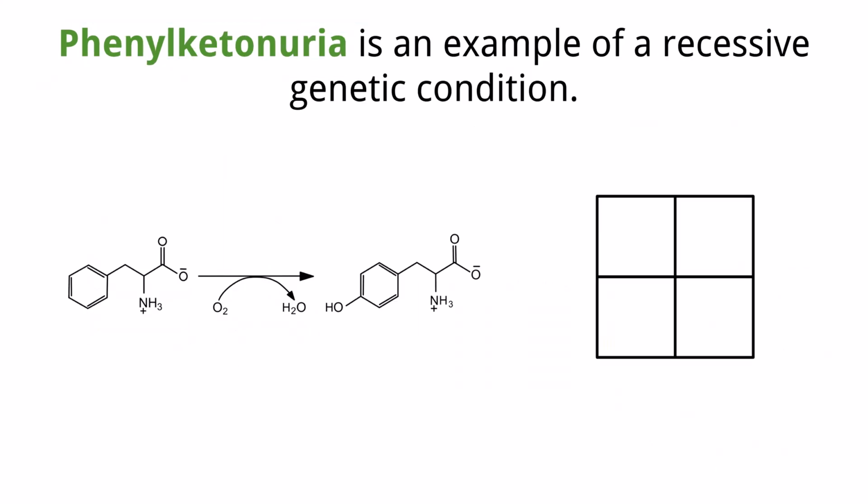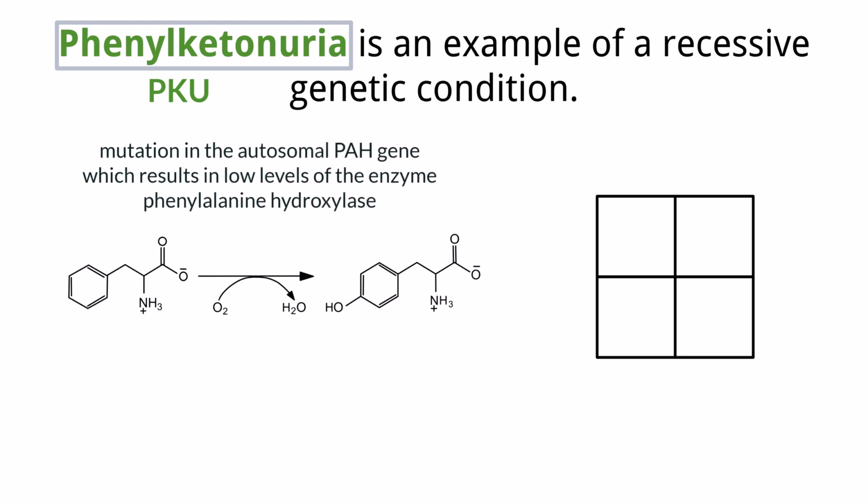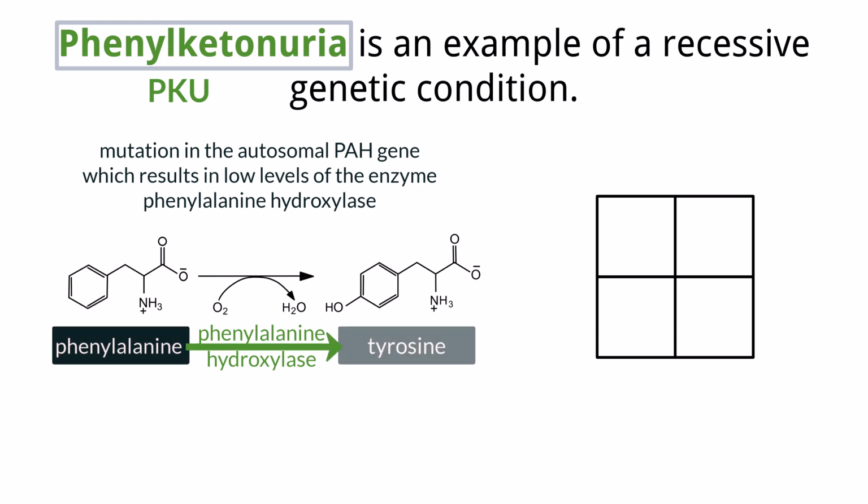There are many recessive genetic conditions which affect organisms. In humans, one disorder is phenylketonuria, or PKU. A recessive disorder can occur even when both parents do not have the disorder, but they must be heterozygous for the disorder, meaning they must be carriers. PKU is caused by a mutation in the autosomal PAH gene, which results in low levels of the enzyme phenylalanine hydroxylase. This enzyme is necessary to convert the amino acid phenylalanine into tyrosine.